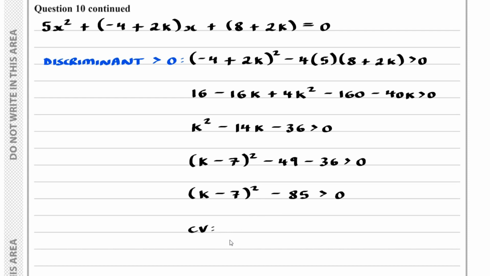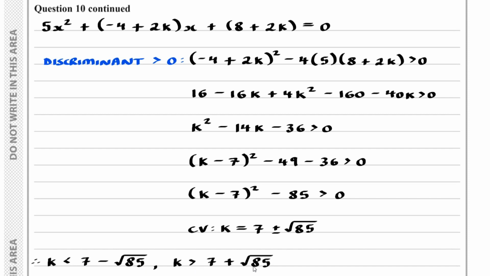So my critical values, I would have 7 plus minus the square root of 85, which means then for my solutions, I've got k being less than 7 subtract square root 85 and k being greater than 7 plus square root 85. These are my solutions.